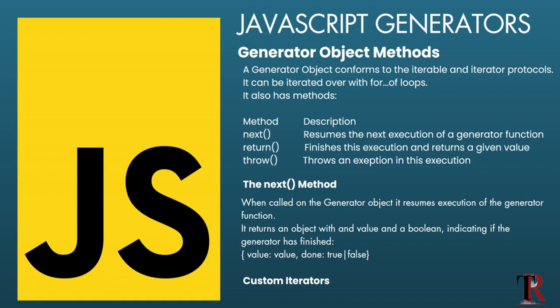And also it has methods, and if you look at my screen, you can see method and description. Now it has these methods that can be used with it. The number 1 method is next. The next method is used to resume the next execution of the generator function. Like it has been said, a JavaScript generator allows for pause and play of a function.